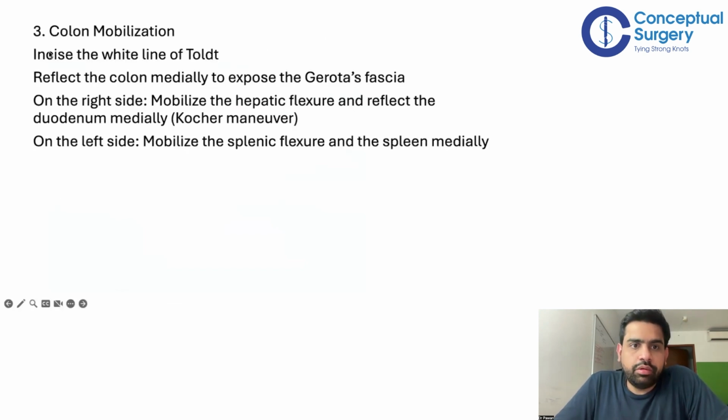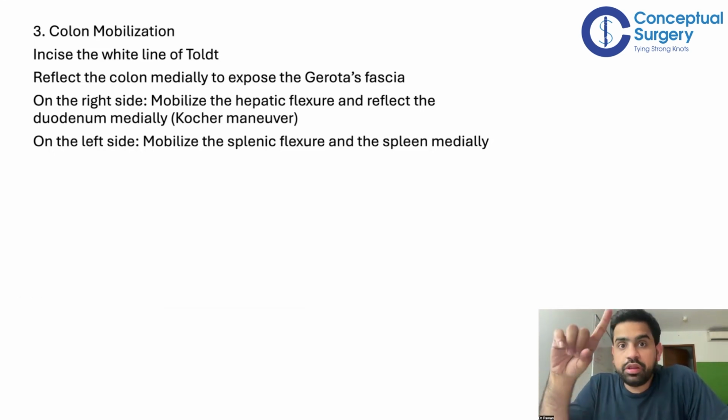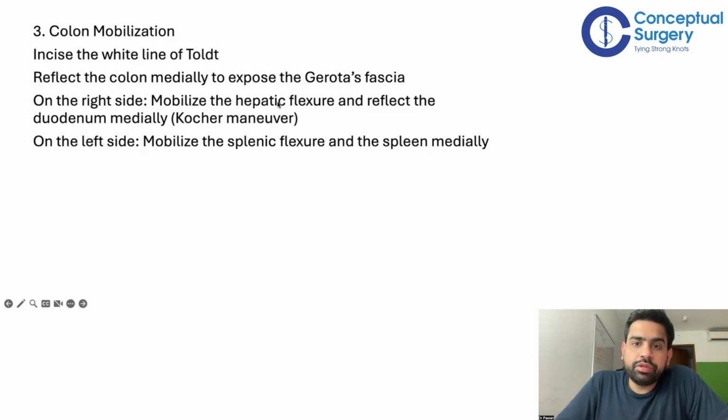Now, once you have created the pneumoperitoneum and placed the ports, the first step of the laparoscopic nephrectomy is to mobilize the colon, because the kidney is present behind the colon and you're going through a transperitoneal approach. How do you mobilize the colon? The principles remain the same whether it's open or laparoscopic surgery. You incise the white line of Toldt and start mobilizing the colon. You reflect the colon medially to expose Gerota's fascia.